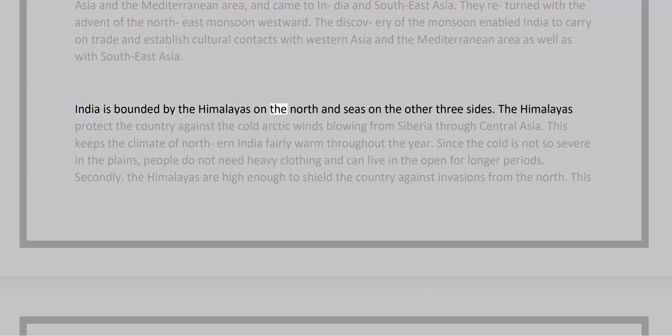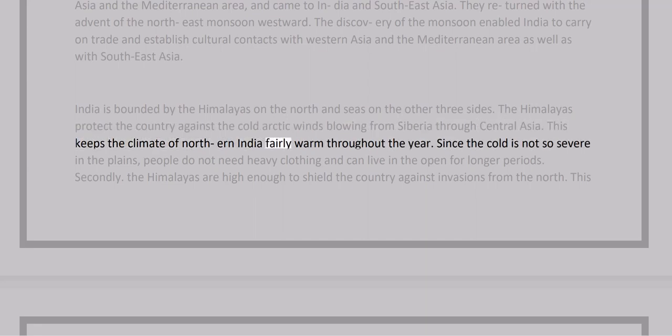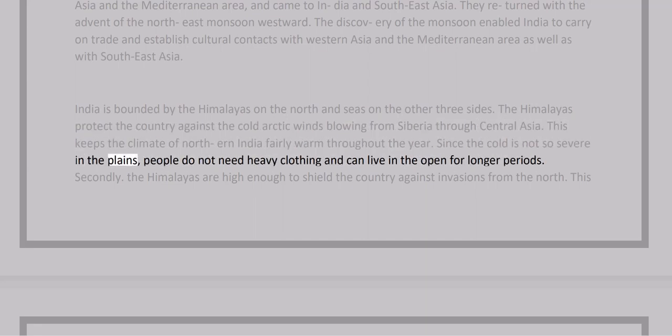India is bounded by the Himalayas on the north and seas on the other 3 sides. The Himalayas protect the country against the cold Arctic winds blowing from Siberia through Central Asia. This keeps the climate of northern India fairly warm throughout the year. Since the cold is not so severe in the plains, people do not need heavy clothing and can live in the open for longer periods.